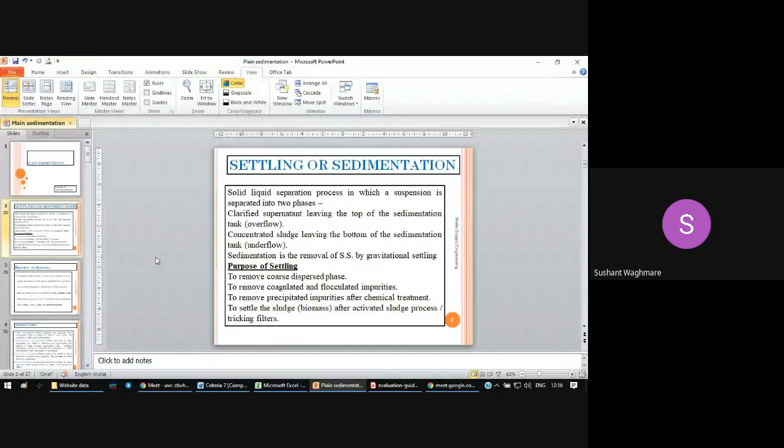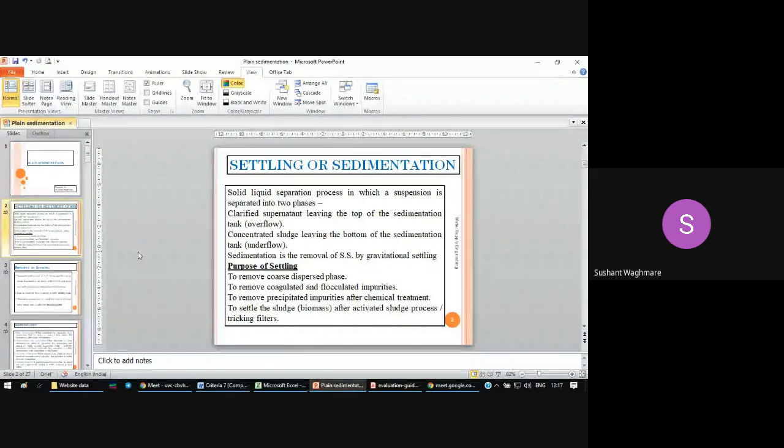Sedimentation or settling is a process in which solid particles and liquid get separated from each other. That is the main purpose of settling or sedimentation, where time is given to the settleable particles or settleable solids so that, because of gravity, they come down to the bottom of the sedimentation tank. This is the basic purpose of sedimentation.